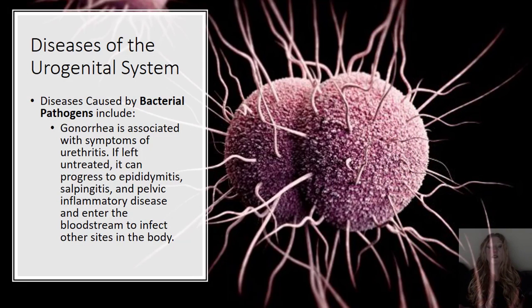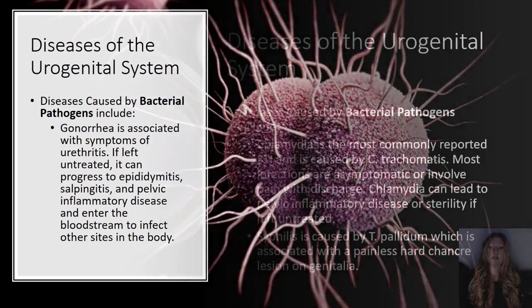Diseases of the urogenital system. Diseases caused by bacterial pathogens include gonorrhea, which is associated with symptoms of urethritis. If it's left untreated, it can progress to epididymitis, salpingitis, and pelvic inflammatory disease. It can also enter the bloodstream to infect other sites inside the body.